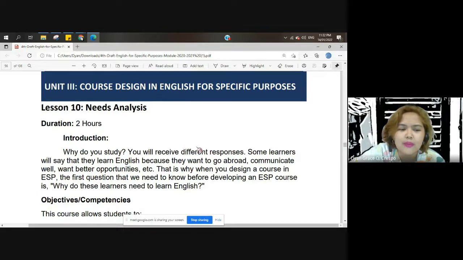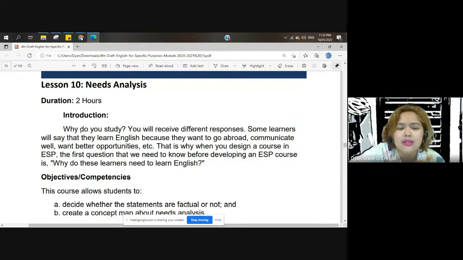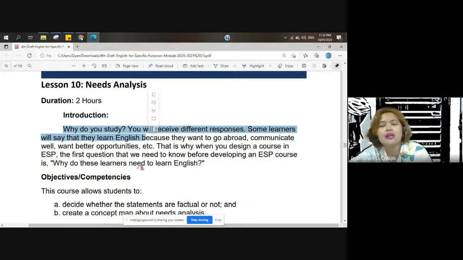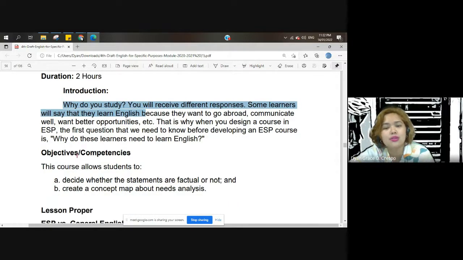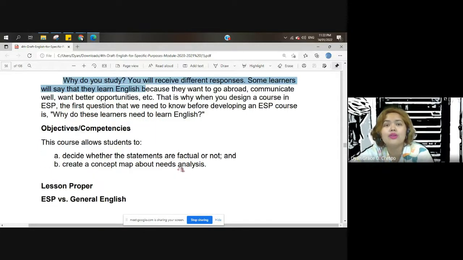Nakaka-boring kaya yun. So, when it comes to needs analysis, this will answer the question, why do you study? And of course, you will receive different responses. Some of you want to become a teacher. Some of you do not want to become a teacher, but you don't have a choice. Some learners will say that they are learning English because they want to go abroad, communicate well, and have better opportunities. So we all have our reasons.